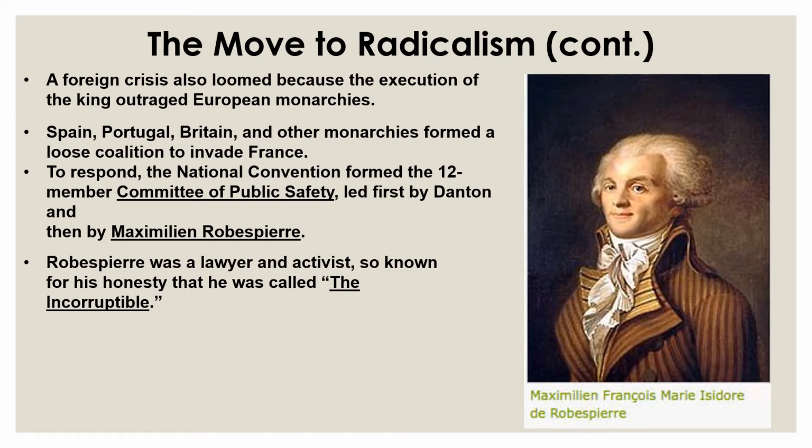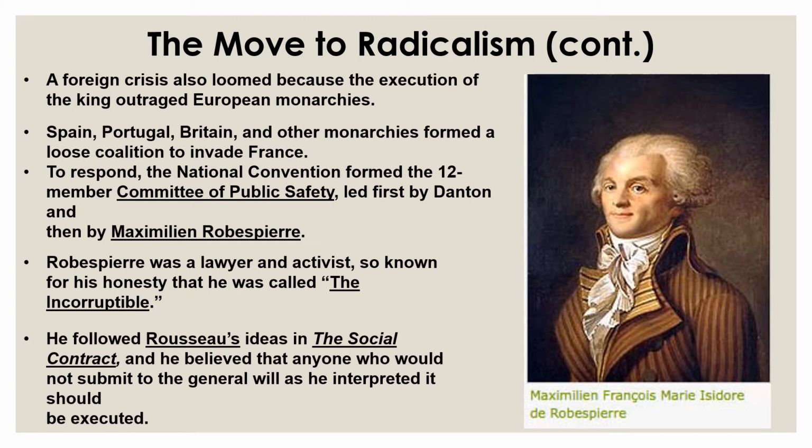So the National Convention formed a 12-member Committee of Public Safety, led first by Danton, but then by Maximilien Robespierre, both of which were Jacobins. Danton ultimately had become one of the leading members of the Girondist Party, and Maximilien Robespierre, the Mountain Party. Robespierre was a lawyer and activist, so known for his honesty that he was called the Incorruptible. But boy, will he become corrupt in the coming years.